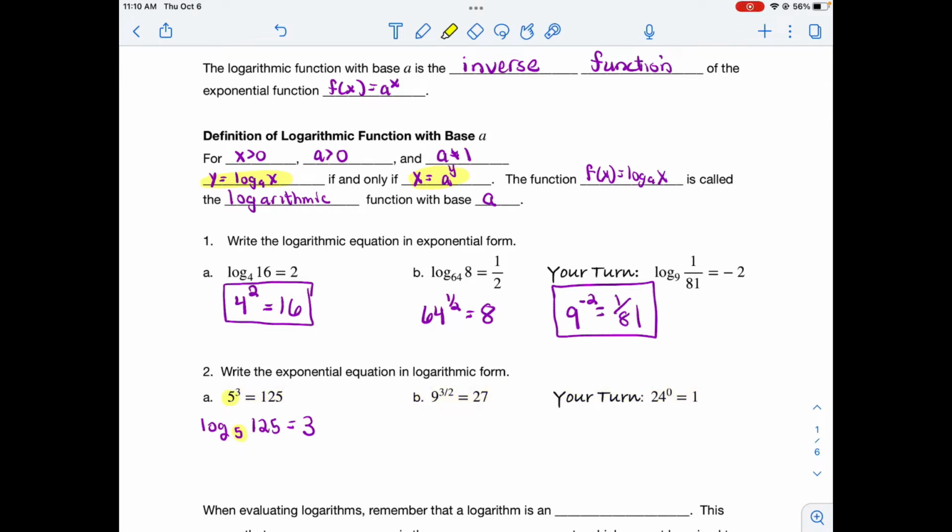All right, so notice that the base 5 of the exponential is the base of the logarithm. And then we switch our x's and y's. What our function was equal to, which was 125, is now inside our logarithm. And the exponent of 3, which was the exponent inside the cubic operation, is now outside. So log base 9 of 27 is equal to 3/2. Okay, you try this last one. Convert this exponential into logarithm form. That becomes log base 24 of 1 equals 0.